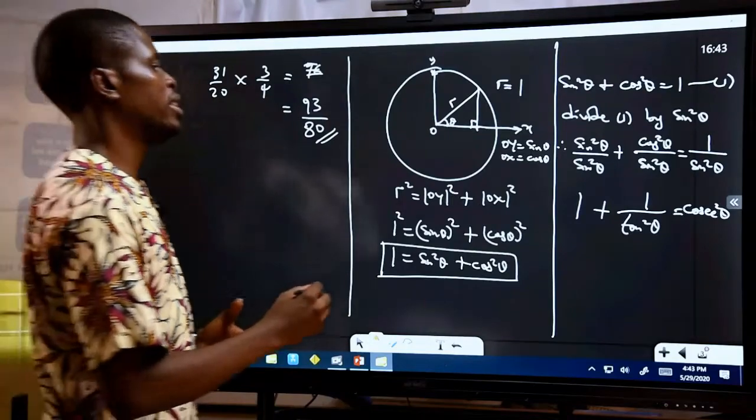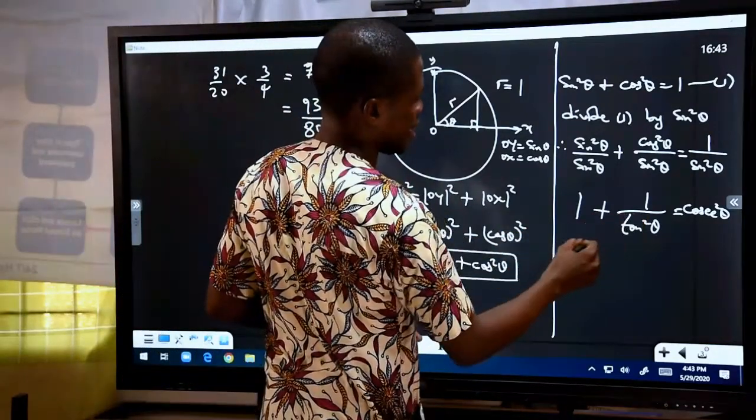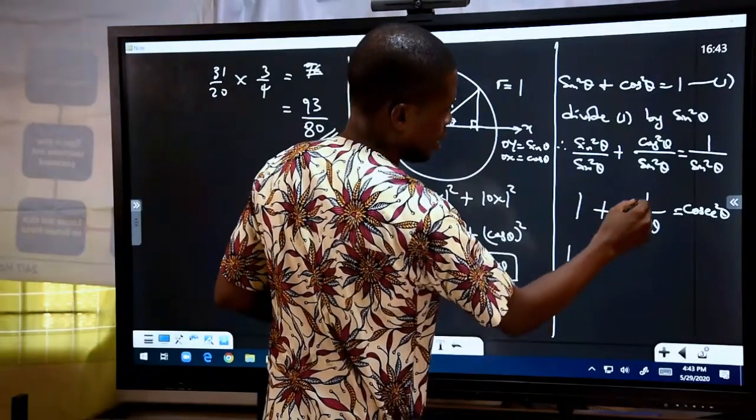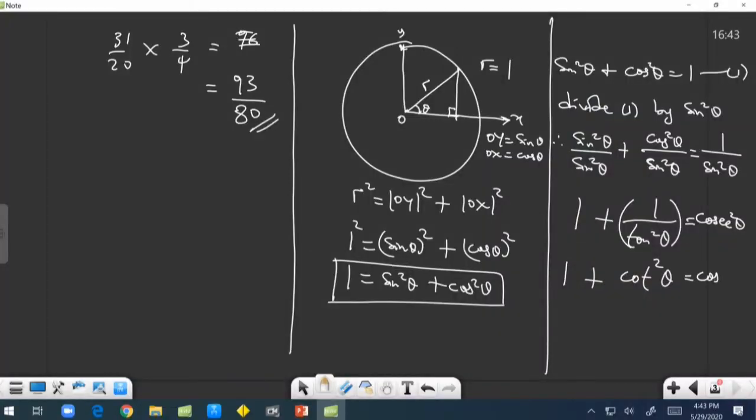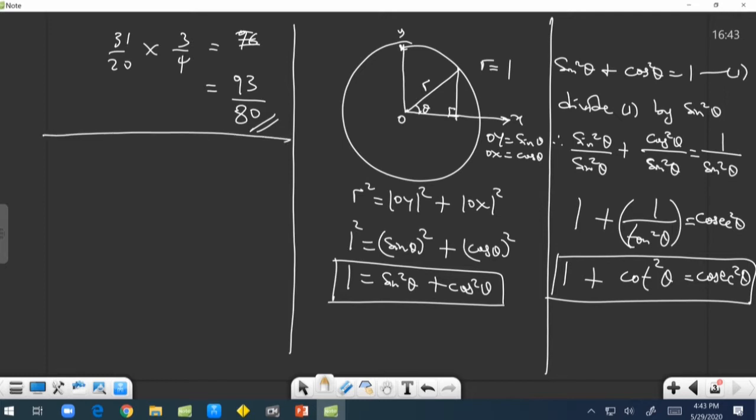So if that is cosec squared theta, that means we have this as cotangent. We have 1 plus 1 over tan squared theta, which is the same thing as cot squared theta, equal to cosec squared theta. So we have another trig identity. The first one is 1 equal to sine squared theta plus cos squared theta. The other one is 1 plus cot squared theta is equal to cosec squared theta. Or you can also say that cosec squared theta minus cot squared theta is equal to 1. That is another way of writing it out. So we call this the second trig identity.